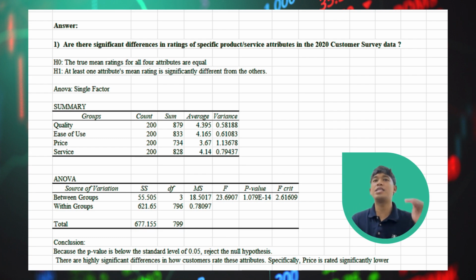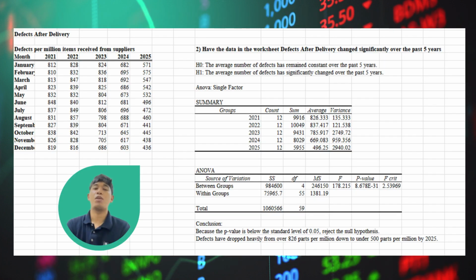There is a highly significant difference in customer perception. Customers view quality as a major strength, but price is significantly behind the other attributes and represents a clear area for improvement.